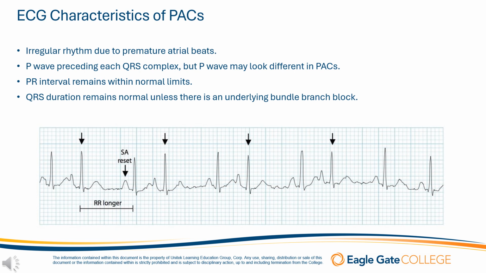The QRS duration measures the time it takes for ventricular depolarization and normally ranges from 0.06 to 0.12 seconds. In the case of PACs, the QRS duration usually remains normal because the premature atrial impulse still follows the regular conduction pathway through the ventricles. However, if there is an underlying bundle branch block, the QRS duration may be prolonged. This is important to note because it can complicate the interpretation of the ECG.